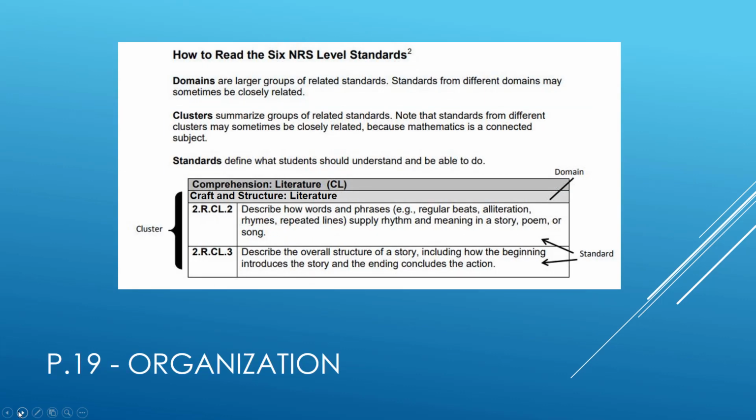On page 19, you will see an explanation of how the language arts standards are organized into NRS levels, domains, and clusters. At the top of this chart, you see the domain Comprehension Literature. Below that, you'll notice a second heading of Craft and Structure Literature. This represents the cluster or group of related standards that fall within that domain. For the purpose of this example, you are seeing only 2 standards in the cluster.